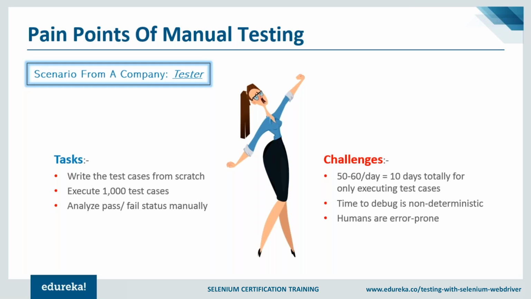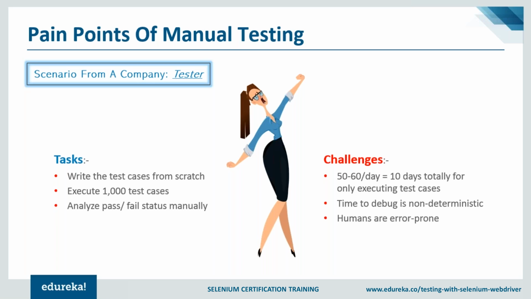If you have to execute 1,000 test cases, the biggest problem is you cannot execute that many easily, right? In a day, you can probably execute 50 to 60. I would say that's the maximum you can. And if it's that number, then it would take you almost 10 days to complete the execution of just these 1,000 test cases, right? Now that's insane. You cannot afford so much time given to such a minute task, right?